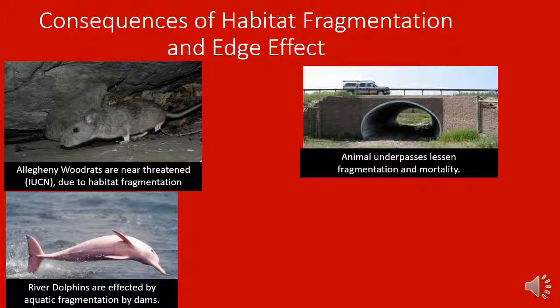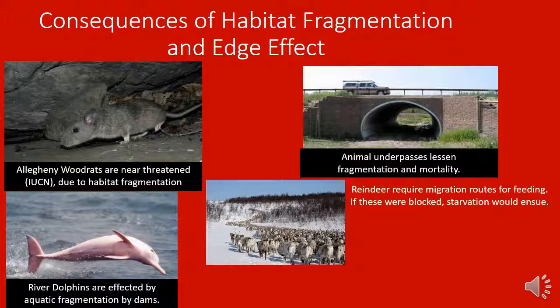So that's something. Another species that's really affected are river dolphins in China. They're thought to maybe be extinct now, due to fragmentation of their habitat by dams, because they live in rivers and not lakes, and so that's really bad.